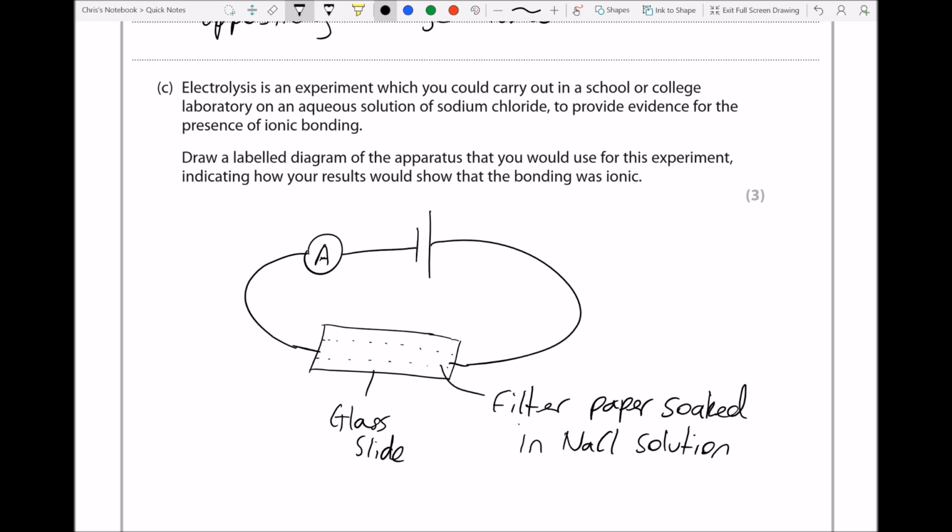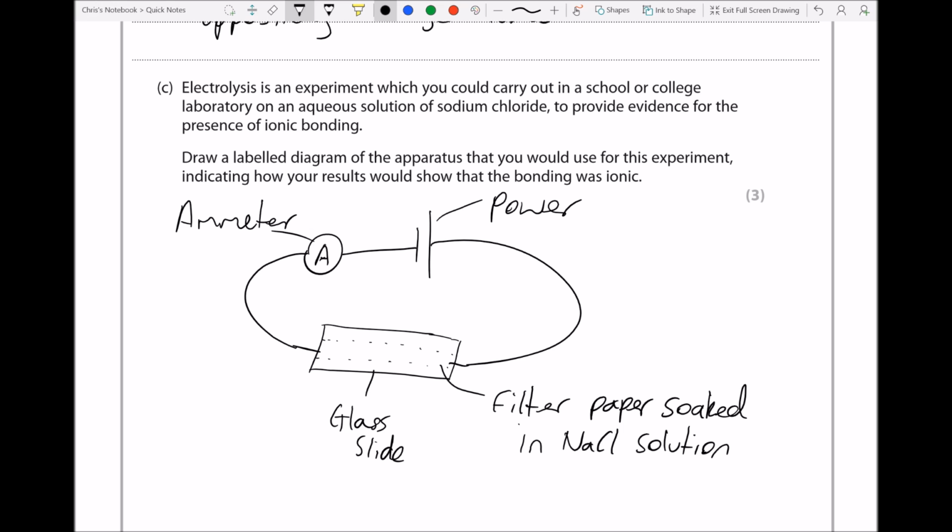So this gives you the proof that shows that the bonding was ionic, because if it wasn't ionic, that wouldn't move. Your ammeter wouldn't show a reading. So this is an ammeter, and you've got your glass slide with your filter paper with NaCl. This is your power source, where you get your power from. It could be a battery or a power pack or something like that.